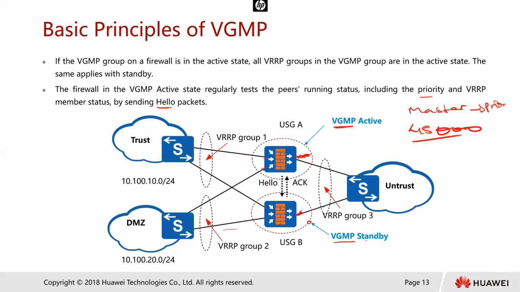So we are saying that, similar to the Vrrp group, the VGMP active firewall regularly sends hello packets. Hey, hello, are you there? Oh, I acknowledge, I am up and running. So it always sends hello packets to the standby firewall to inform it of its running status, including the priority and the status of the member Vrrp groups.